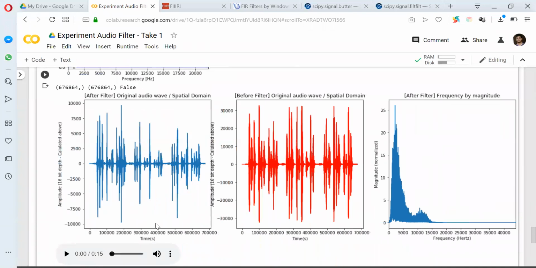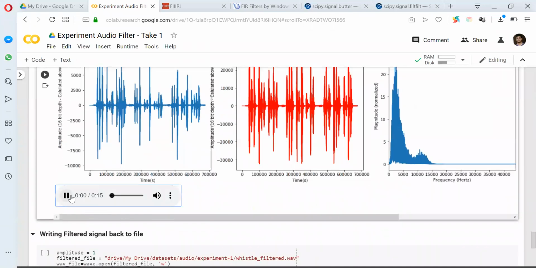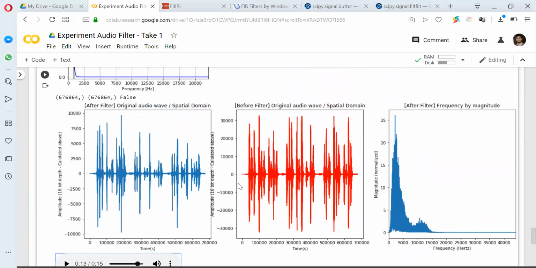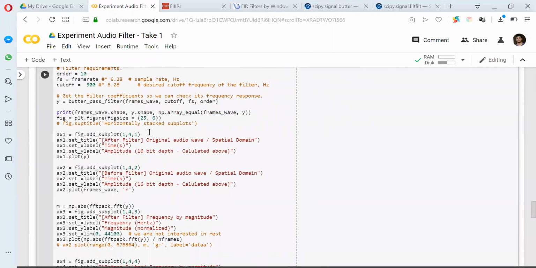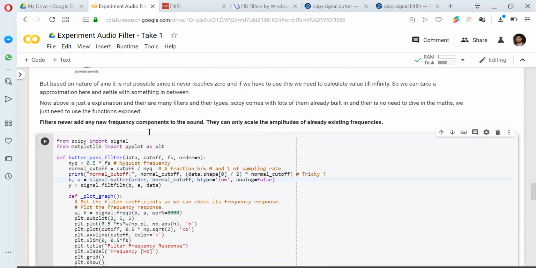Now if I play this, as you can see, we are only hearing the hiss sound and not the actual output. So this segregation does clearly segregate the noise from the signal.